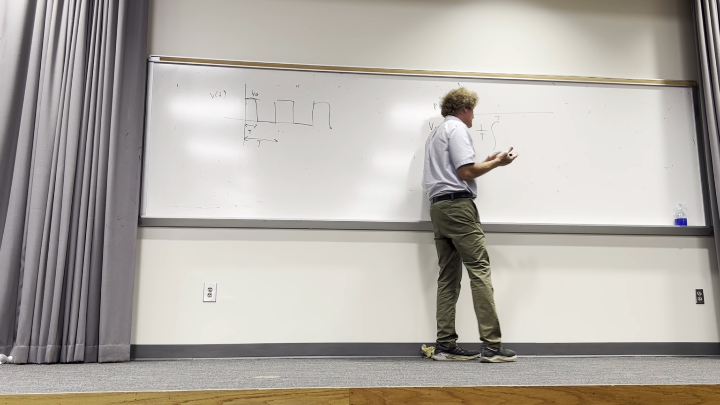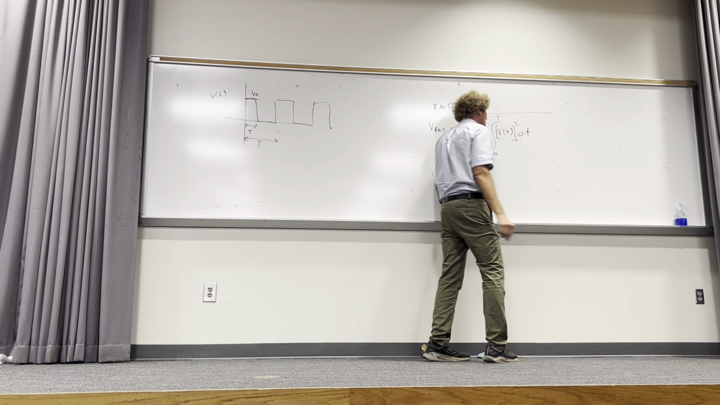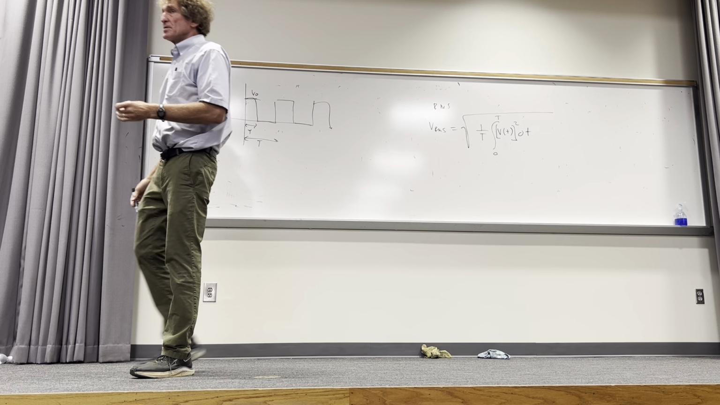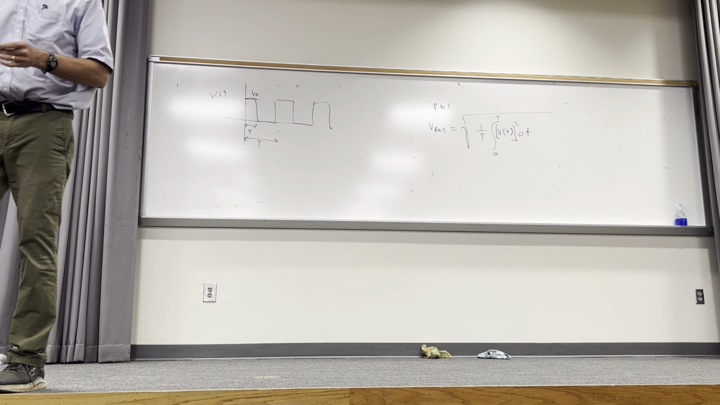Here, it's going to be the actual value of the voltage, but it will be squared, dt. Then you integrate that over the period. So that's called the root mean square value of the voltage, and it can be a root mean square value of a current as well.